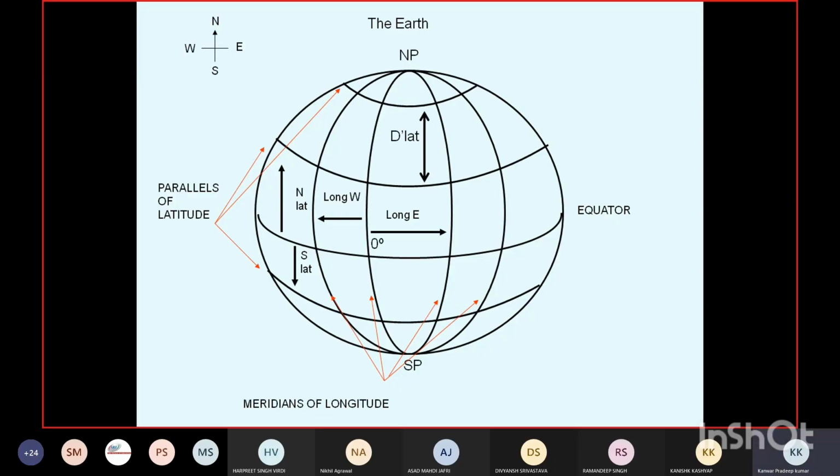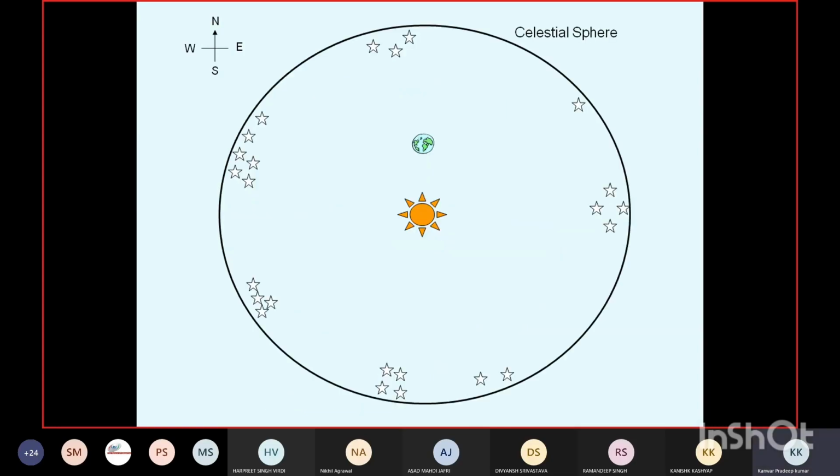D lat is the difference between the two latitudes, arc of the meridian or angle at the center of the Earth between two parallels of latitude. Read and study all the definitions, gentlemen. I don't need to show you the definitions on the screen because sometimes you get short questions, definitions. Again, D long is the arc of the equinoctial or angle at the pole between two meridians of longitude.